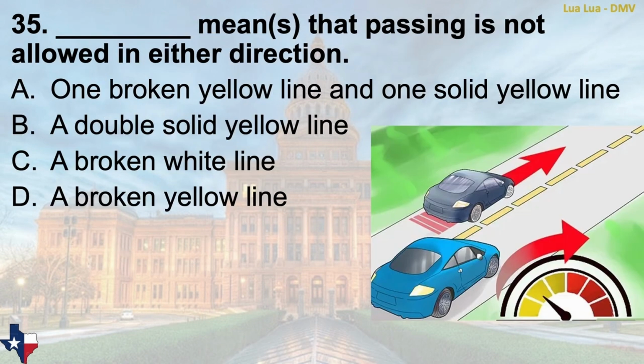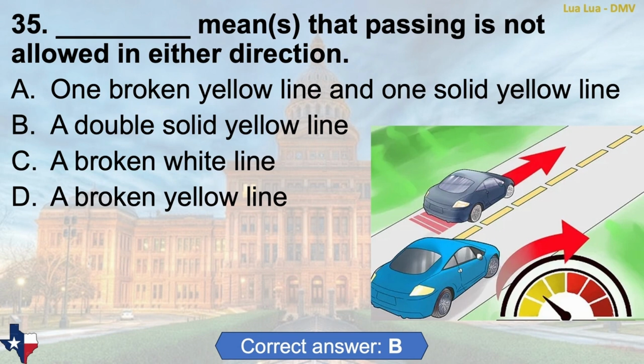Question 35. Blank means that passing is not allowed in either direction. A. One broken yellow line and one solid yellow line. B. A double solid yellow line. C. A broken white line. D. A broken yellow line. The correct answer is B. A double solid yellow line.